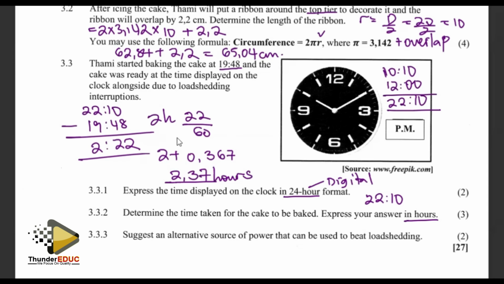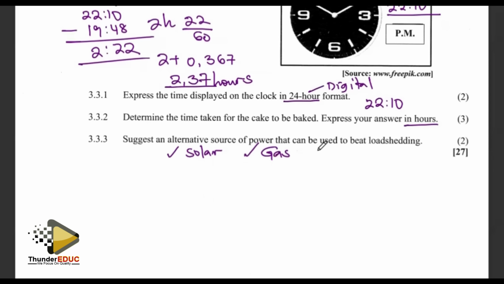All right. Suggest an alternative source of power that can be used to beat load shedding. We talk of solar energy. In her case of cooking, she can also use gas. She can use gas for baking.